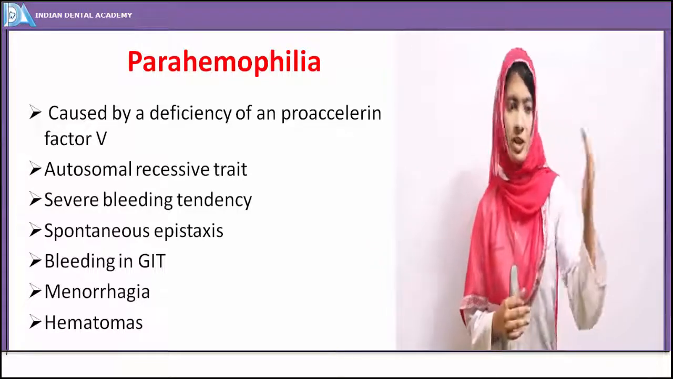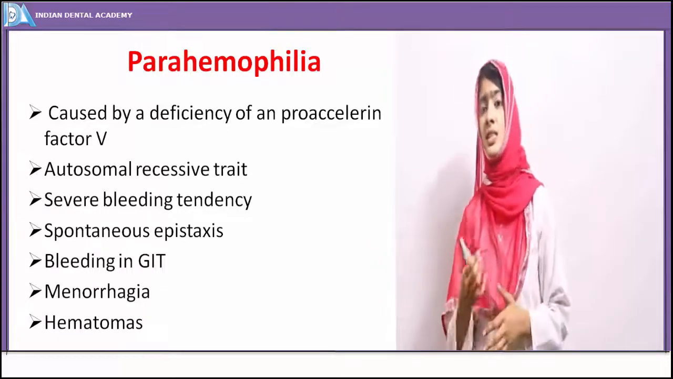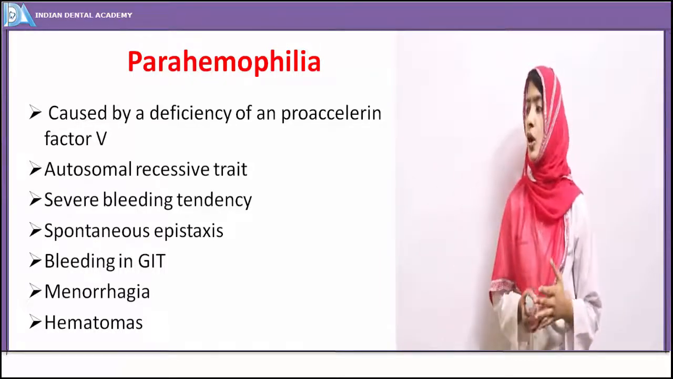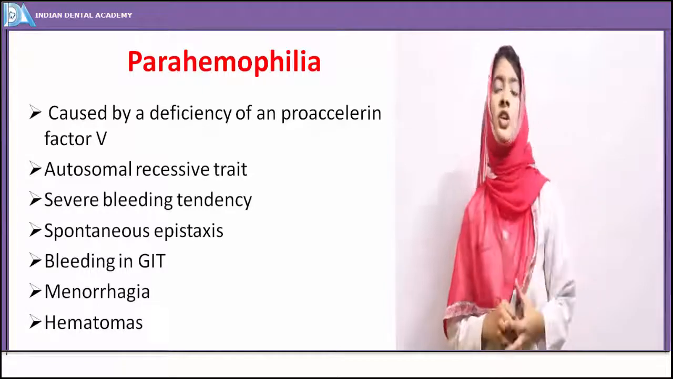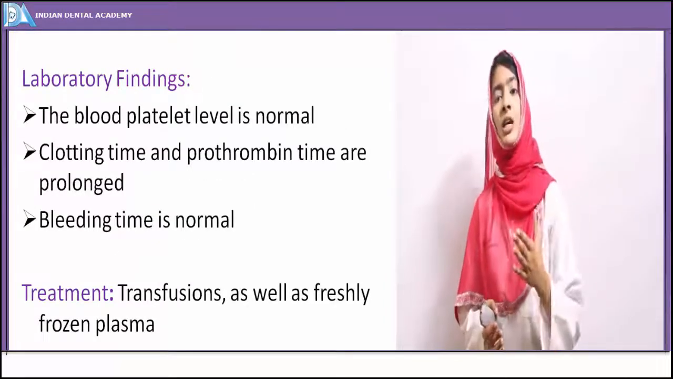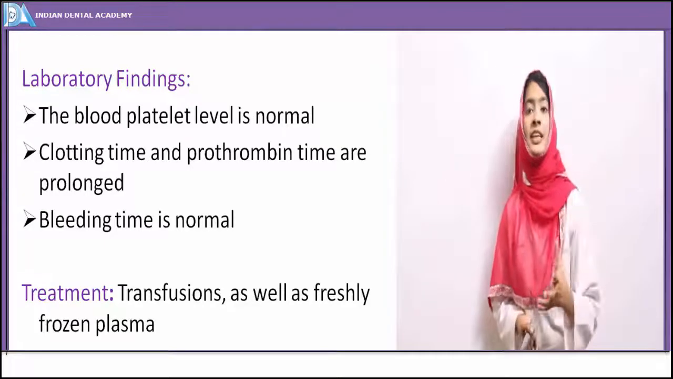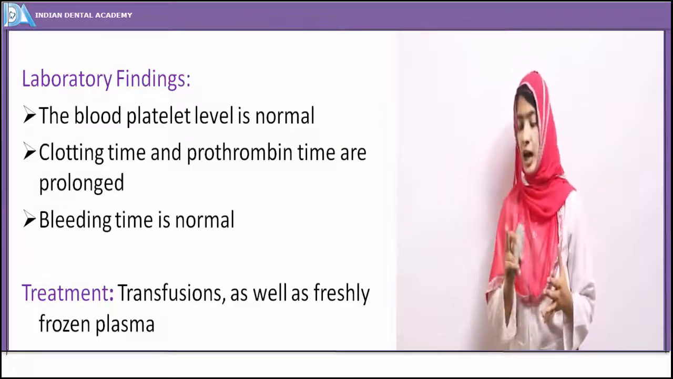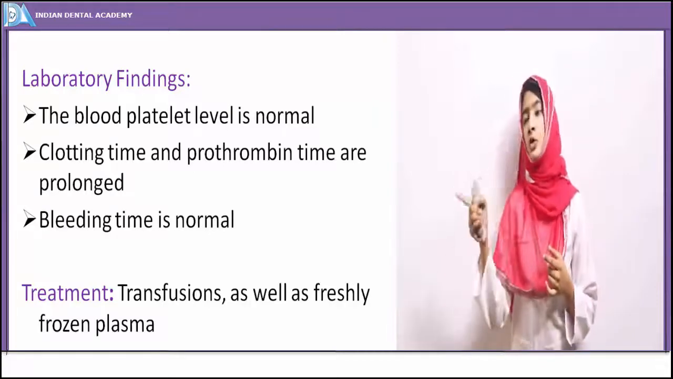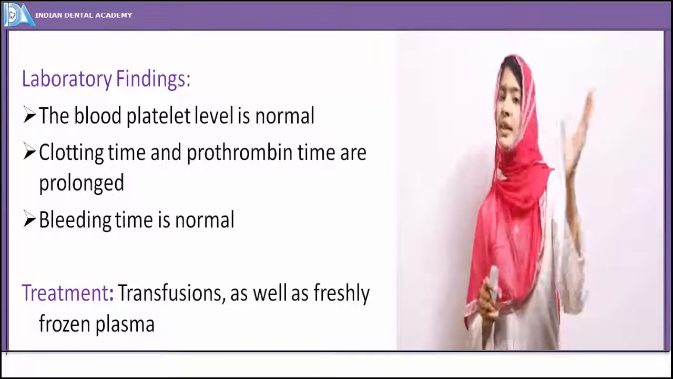Clinical manifestations are the same as those of hemophilia. There are severe bleeding tendencies, epistaxis, bleeding into the joint, hemorrhages, and formation of hematomas. The laboratory findings are that the blood platelet count is normal, and the clotting time and prothrombin time are both prolonged. Though the bleeding time is normal, the clotting time and prothrombin time are prolonged, and the platelets are also normal in level.